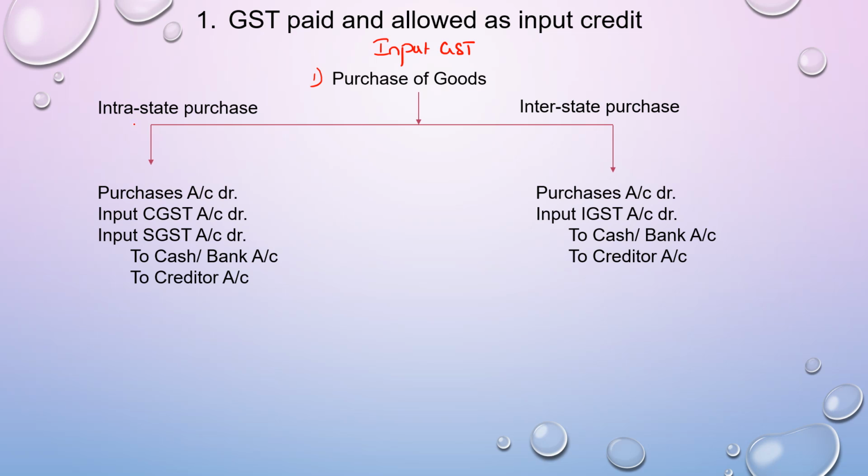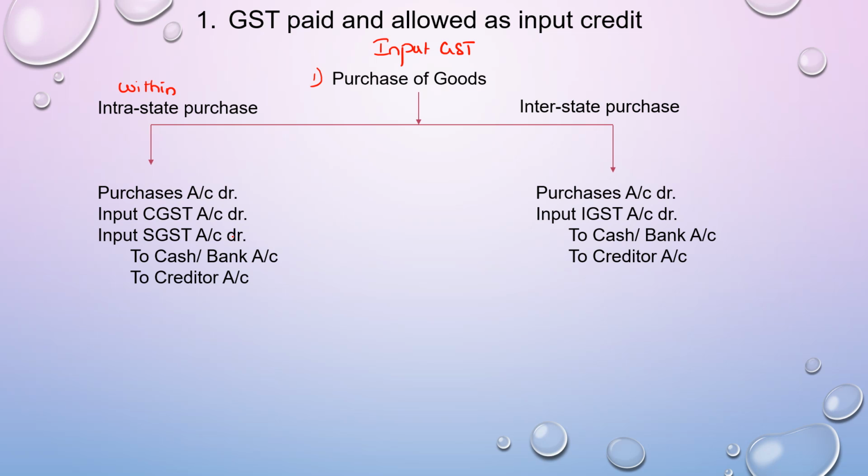One is related to intrastate purchase, the other one interstate purchase. Intrastate means when it is within the state, that supplier and the buyer both are within the state. Then under such circumstance, you will have input CGST and input SGST accounts involved, and the GST rate would get divided half between CGST and SGST.